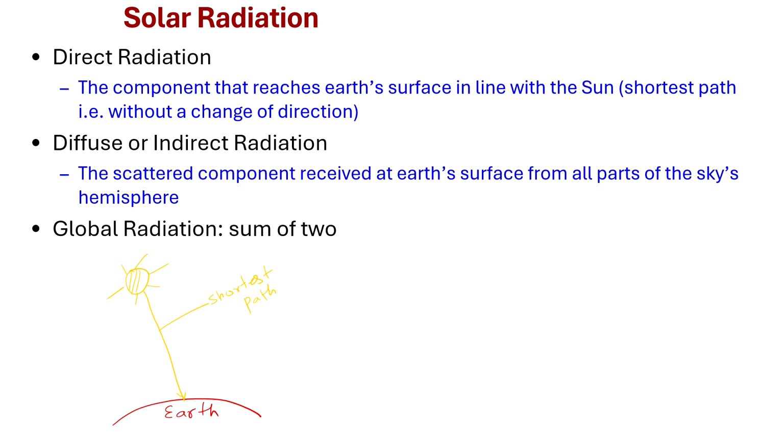Okay. So, this will be directly in your line of sight. This is the component called direct radiation, the one that travels through the shortest path without a change of direction. The second component is called indirect radiation or diffuse radiation, and this is a scattered component which we receive at Earth's surface from all parts of the sky's hemisphere.